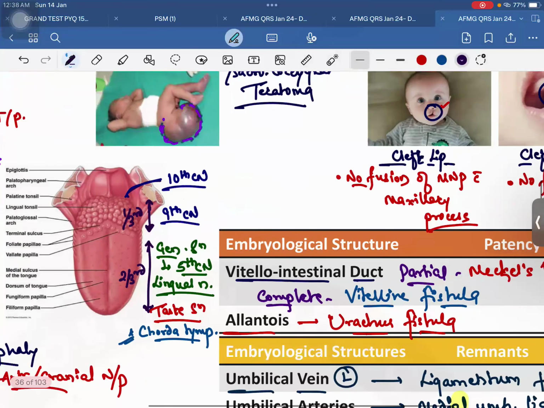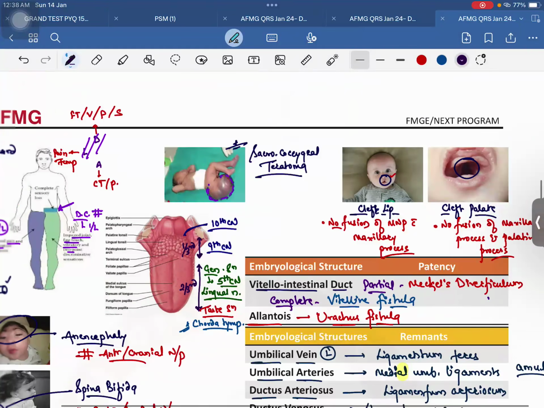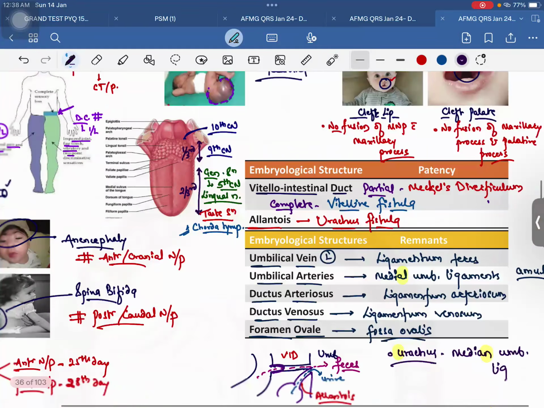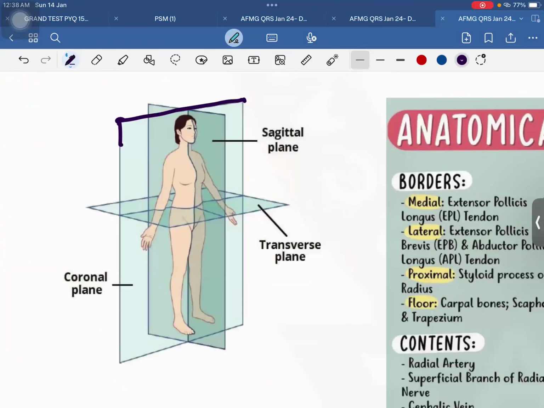Next important are the planes which divide your body. They can give you any plane in the picture. The first plane, which you are able to see, divides your body into anterior and posterior halves.